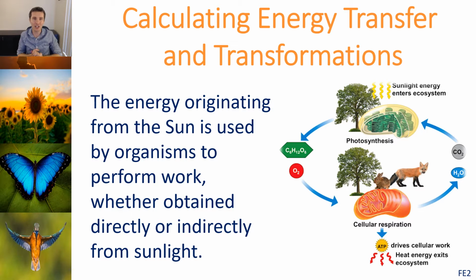Now, calculating energy transfer and transformation. So the energy originating from the sun is used by organisms to perform work, whether obtained directly or indirectly from sunlight. We did learn that sunlight enters into the ecosystem. Photosynthetic organisms such as autotrophs or producers produce chemical energy in the form of glucose. And we can see that this carbon here has now been transferred to the glucose. That is then used for cellular respiration by plants and animals together.